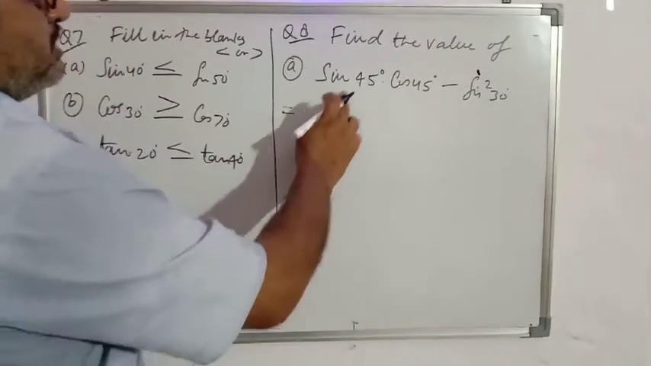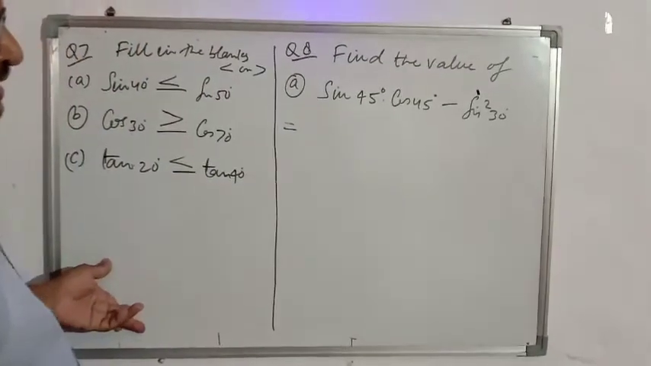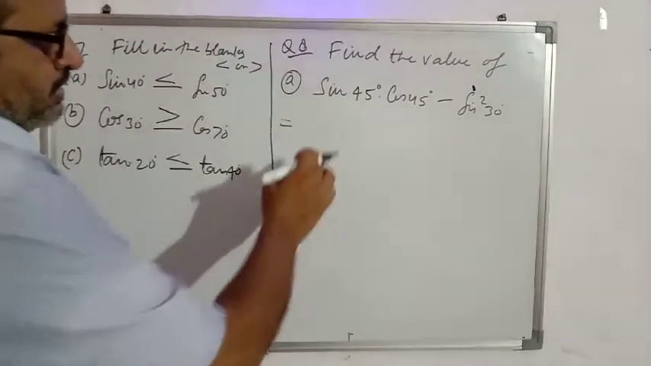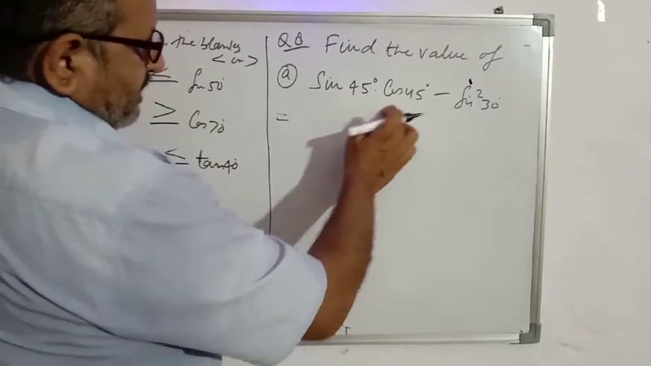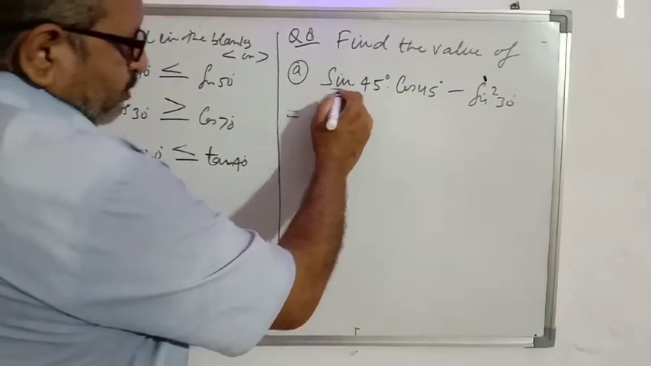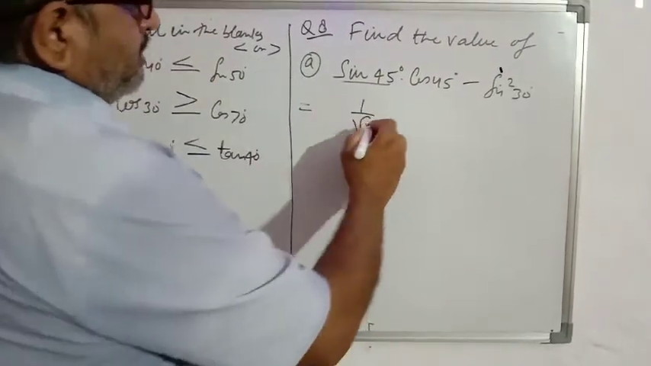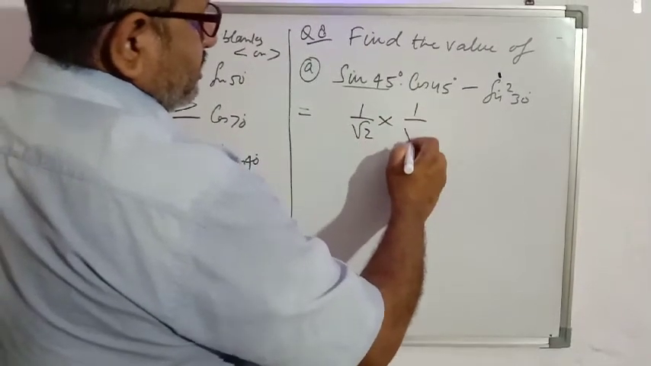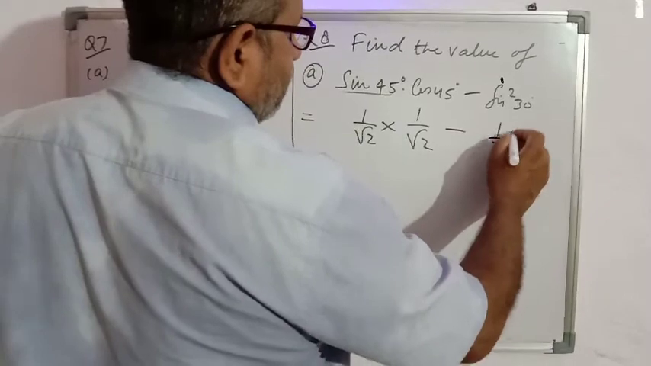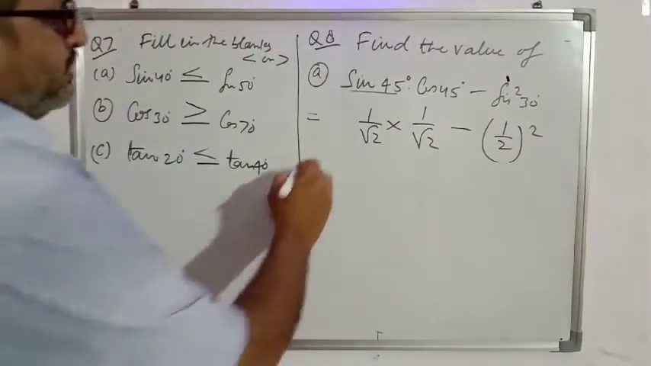Sin 45 into cos 45 minus sin square 30. With the help of the trigonometrical table, we will write the values of sin 45, cos 45, sin 30, and then simplify. What is the value of sin 45? 1 by root 2. You can see the table. Cos 45 is also 1 by root 2. And the value of sin 30 is 1 by 2, and the square is there, so we will put the square.